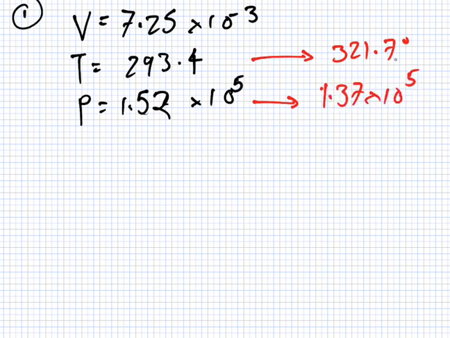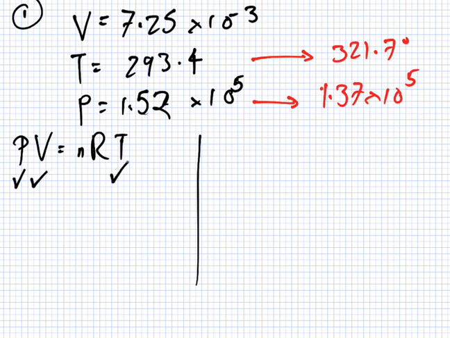Okay, so at the beginning we have PV equals nRT. The P we know, the V we know, and the T we know, and the R we know. So in fact, we can get the n. The n is PV over RT. So the n is, let me hit that in, P 1.52 times 10 to the power of 5 times V 7.52 times 10 to the power of minus 3.